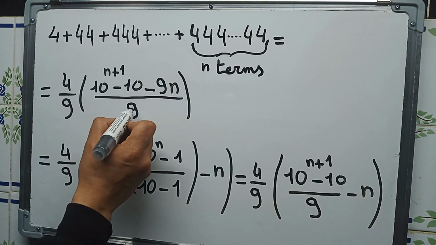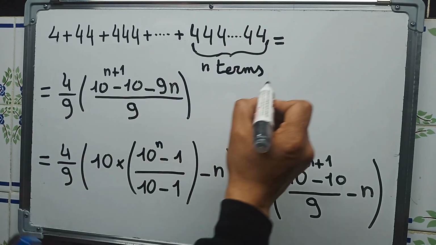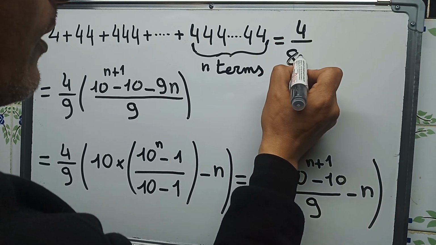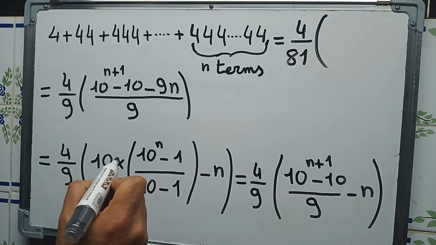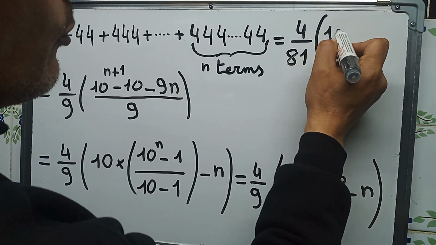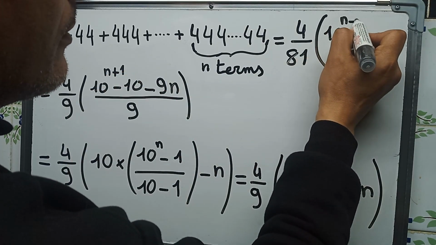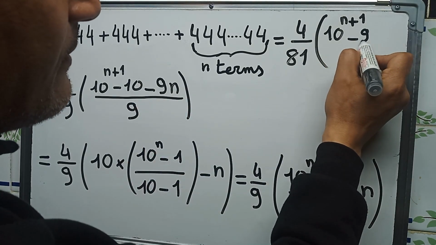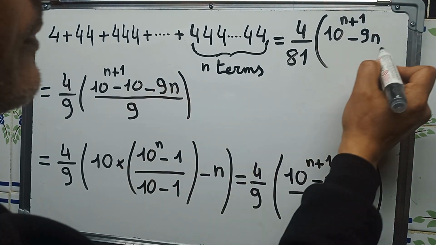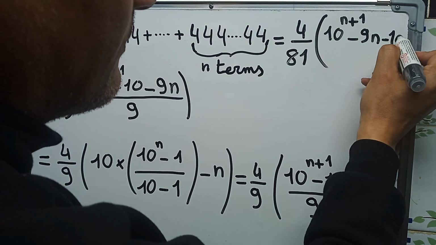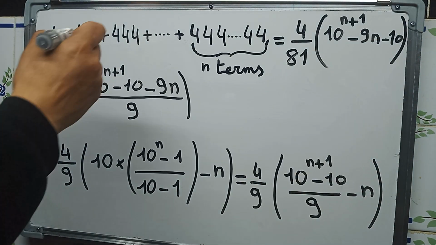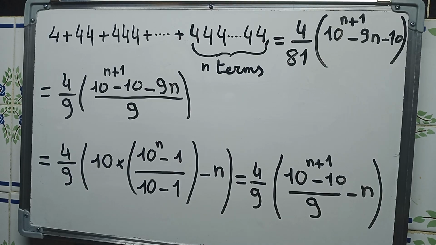So 9 times 9 is 81. So it's equal to 4 over 81 times 10 to the power of n plus 1 minus 9n minus 10. And of course, this is the result of this sum. And of course, this concludes our problem.